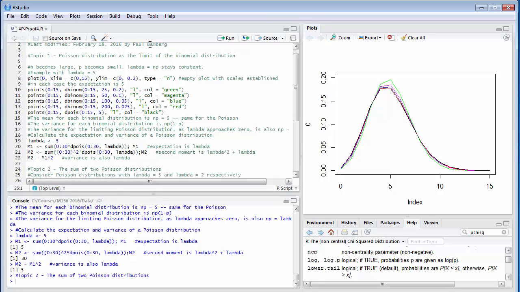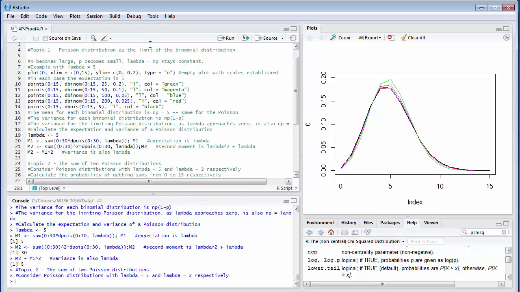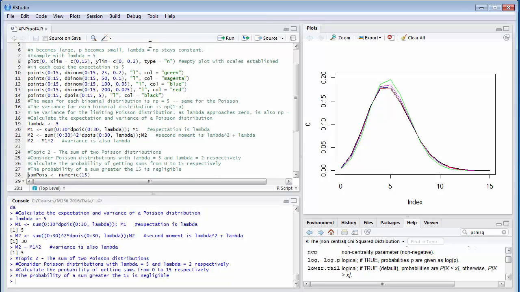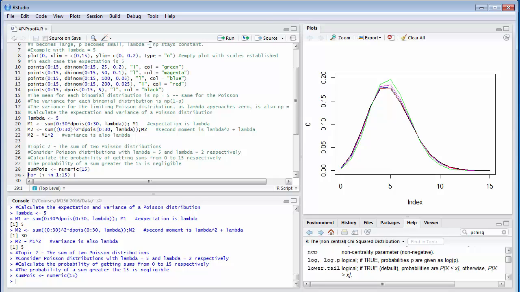Finally, let's look at the sum of 2 Poisson distributions. Let's do one with parameter lambda equals 5, another with lambda equals 2. And we can calculate for each of them the probability of getting a value of the sum from 0 to 15. The probability of getting something bigger than 15 is so small we can approximate it by 0. Let's make a numeric array to hold the probability for each of these.